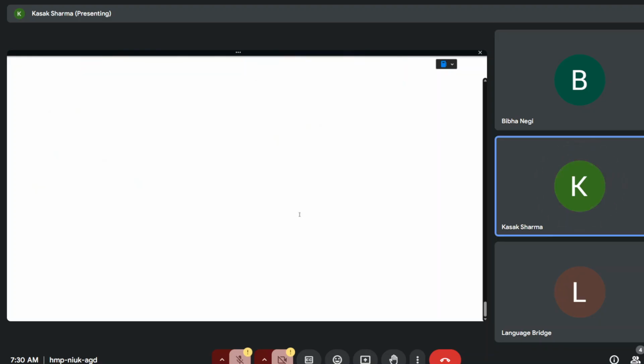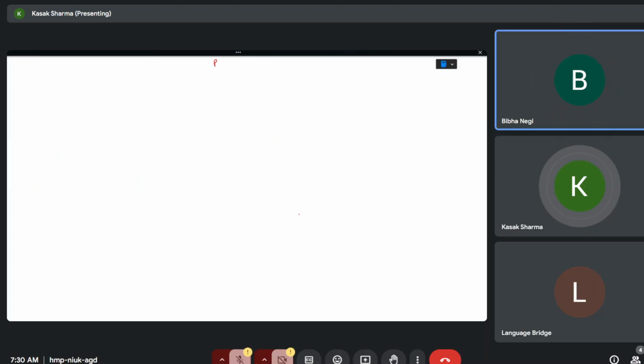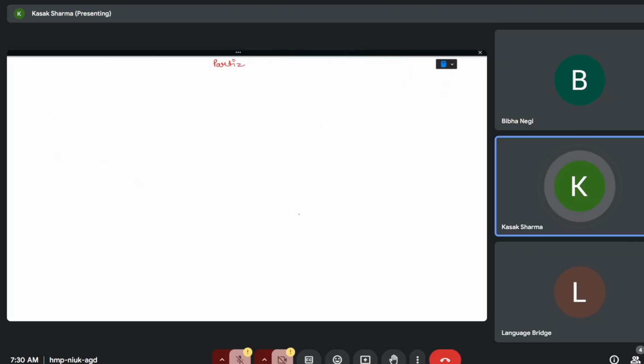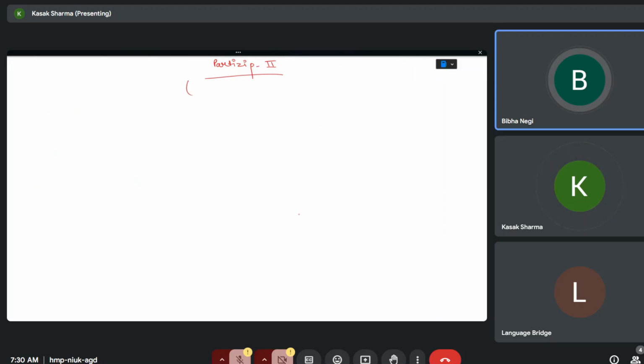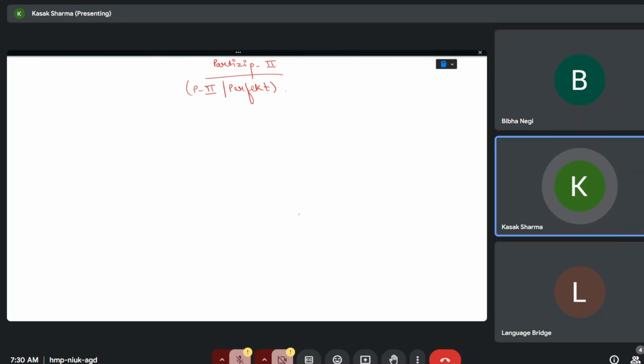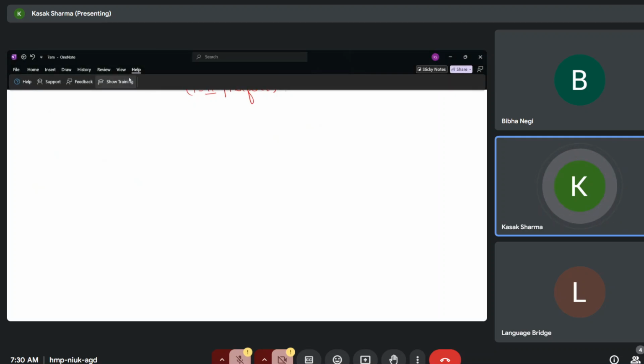Now coming to, are you clear with this topic? Partizip II. We have three names for this: Partizip II, Partizip Perfekt, or perfect. This is basically the simple past of German.